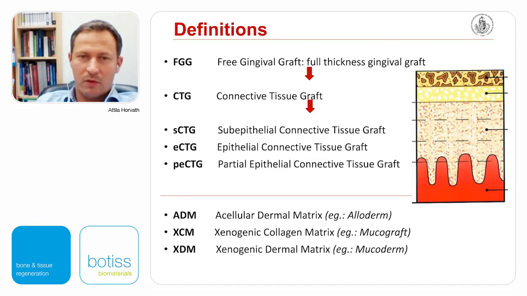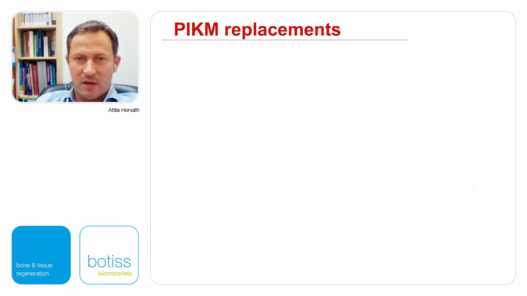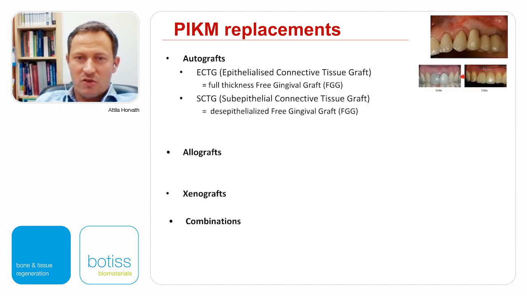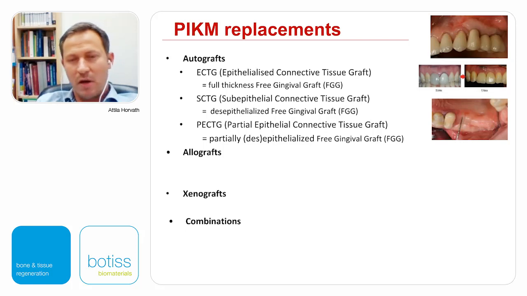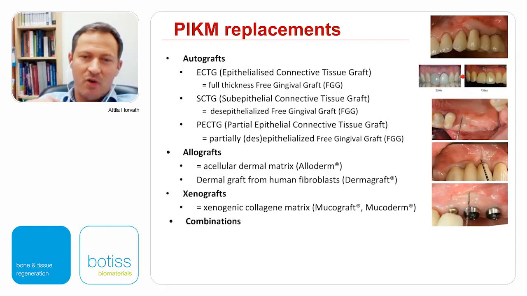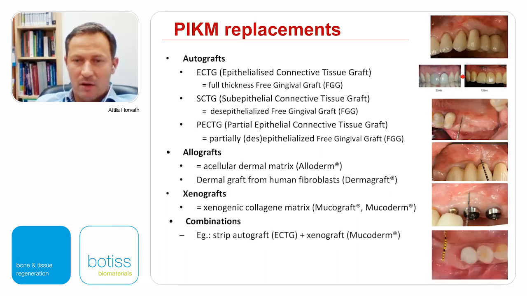And of course, apart from autografts, we have other grafts like allografts and xenografts from different materials and species as well. So how can we replace that? Autograft, allograft, xenograft, and combinations. The first one is the autograft, which is the epithelialized connective tissue graft. Then subepithelial connective tissue graft could come into the picture, and partially epithelialized connective tissue graft. In terms of allograft, we should take into consideration the acellular dermal matrix like AlloDerm or dermal graft. In xenograft, we can find on the market xenogenic collagen matrix like Mucograft and Mucoderm, and combinations of these, like strip graft and xenograft like Mucoderm.